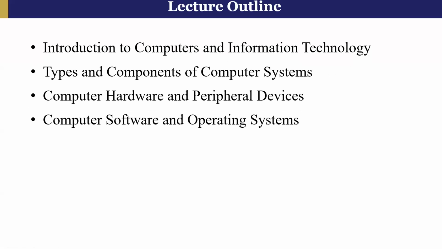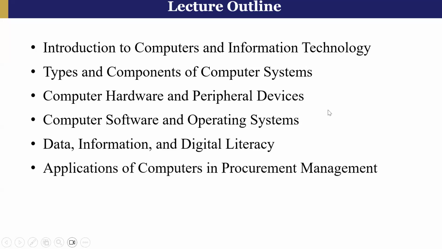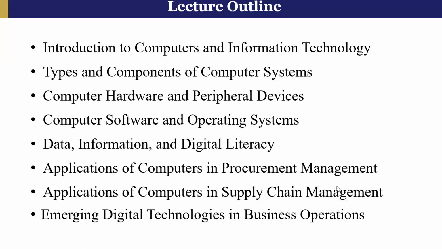Then we look at computer software and operating systems. We'll look at data, information, and digital literacy, and then applications of computers. So this should be human resource. The difference is not that much. I just have to make it human resource. And then application of computers in human resources, digital technologies, and business operations.